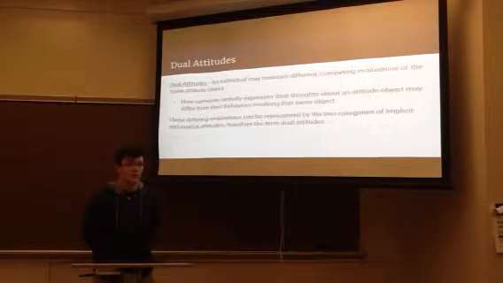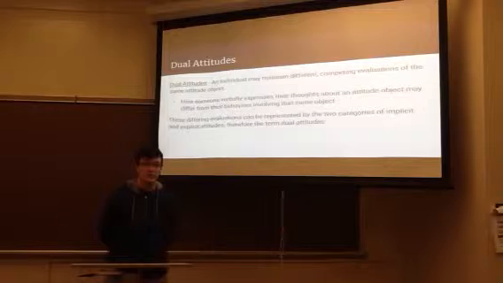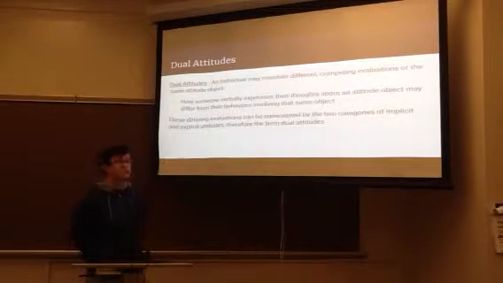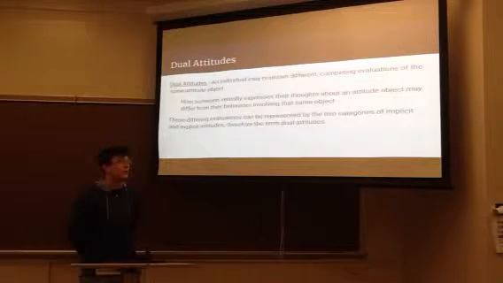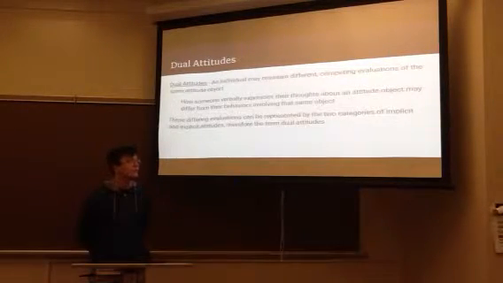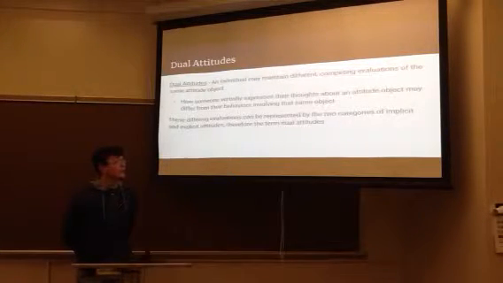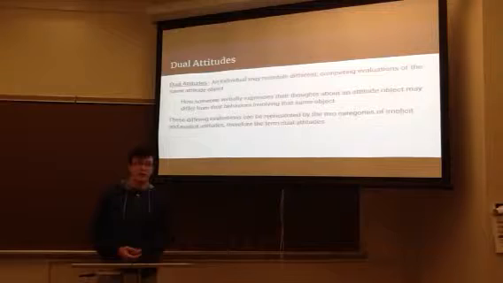Looking at our first term, which is dual attitudes, the definition of dual attitudes is an individual may maintain different competing evaluations of an attitude object. How someone verbally expresses these thoughts about an attitude object may differ from their behaviors involving the same attitude object. The differing evaluations can be represented by two categories of implicit and explicit attitudes. Therefore, the term dual attitudes.